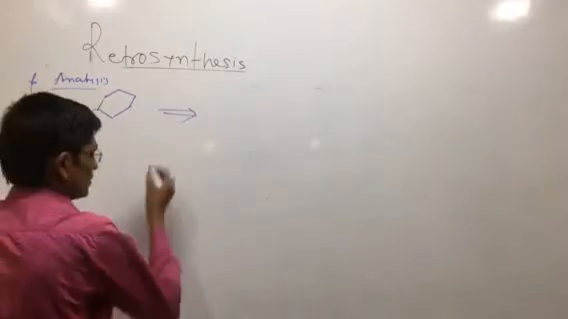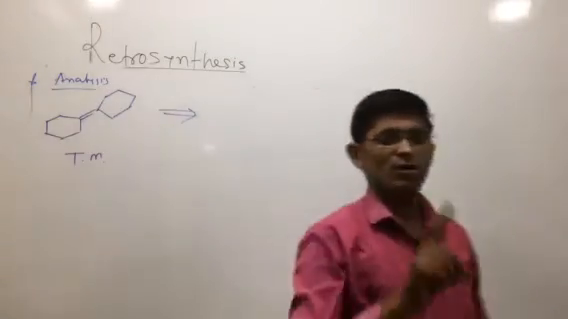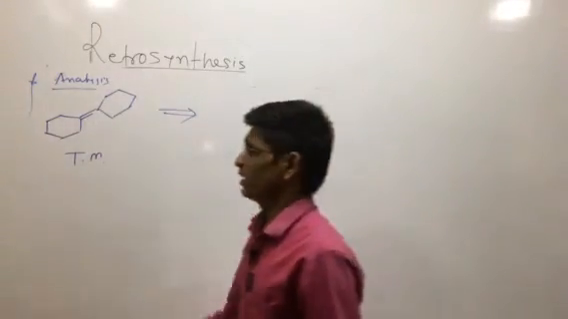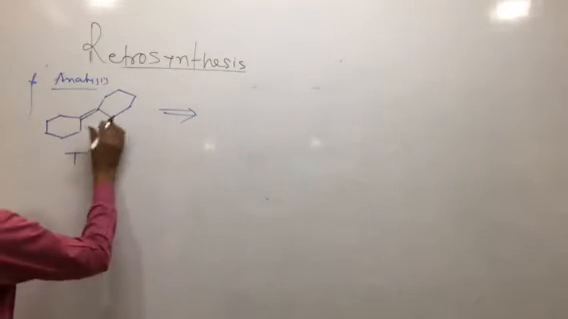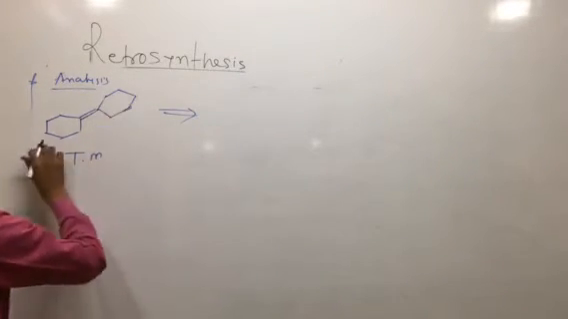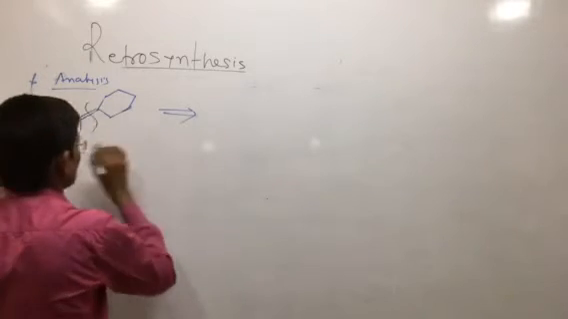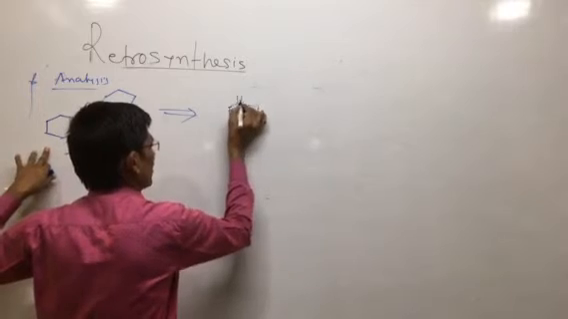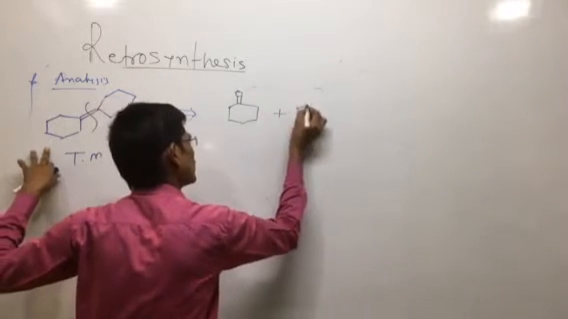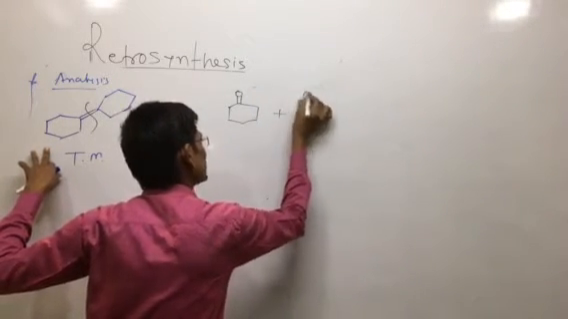As you can see, this target molecule has one functional group. This is the alkene, the carbon-carbon double bond. So this is the alkene, and this is the cyclohexanone, this cyclohexane. So one C-C disconnection gives the formation of what? Carbonyl compound plus what? Cyclohexanone and cyclohexanone.